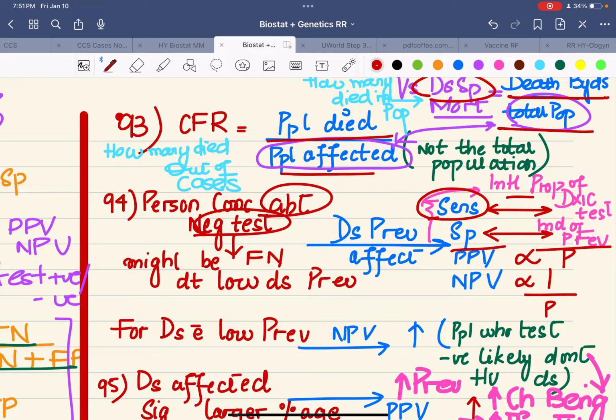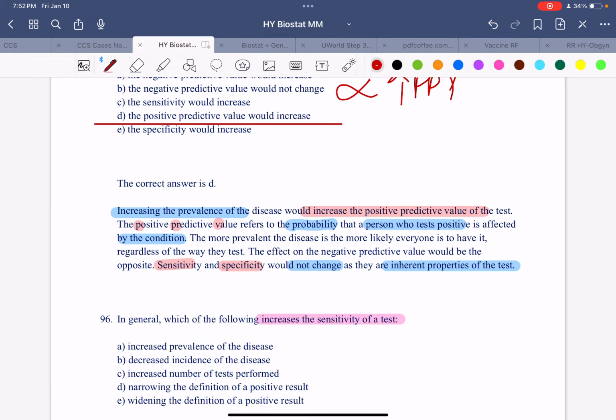Whereas specificity, of course, is also an inherent property, also independent of the prevalence, whereas PPV and NPV are dependent upon the prevalence. PPV is directly proportional, NPV is inversely proportional. And for a disease with low prevalence, what will happen to the NPV? The NPV would actually increase because, again, NPV is inversely proportional to the prevalence. If the prevalence is low, the NPV would actually go up, right?